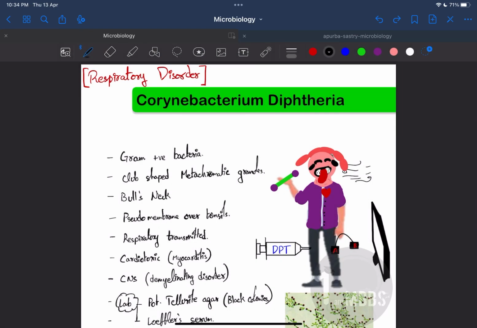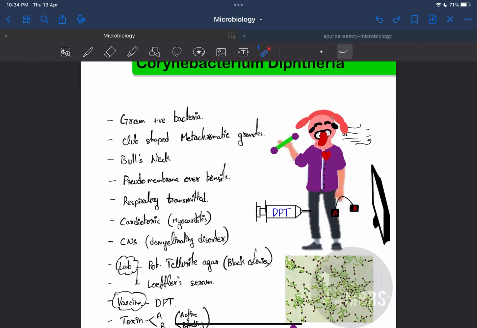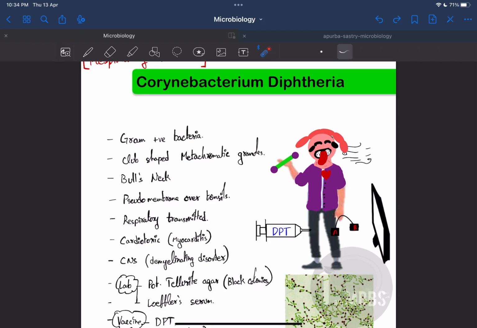So what is this? It is a highly infectious childhood disease which mainly causes respiratory disorders in children. This bacteria has a lot of characteristics which are difficult to remember. So I condensed all of them into this small funny sketch I have drawn about a guy. Okay, one by one we are going to discuss the characteristics.